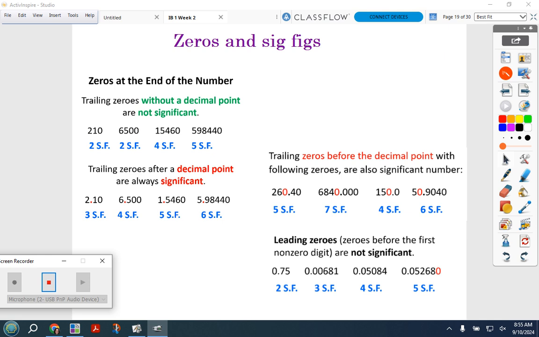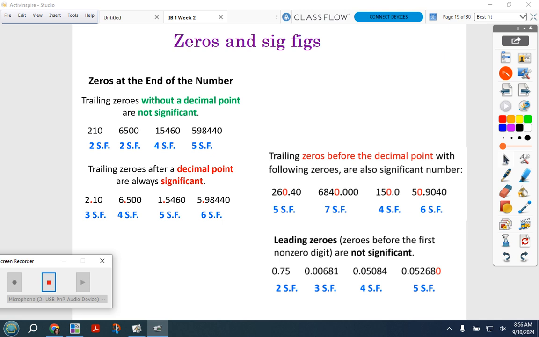Anytime we have zeros in between 2 significant digits, those are also significant. So 101, the 0 in the middle, is significant. This is true, including a situation where you have a 0 at the end in the ones place, and then you have 1 or more zeros after the decimal place. In that case, all of the zeros are significant, including the one before the decimal place, okay?